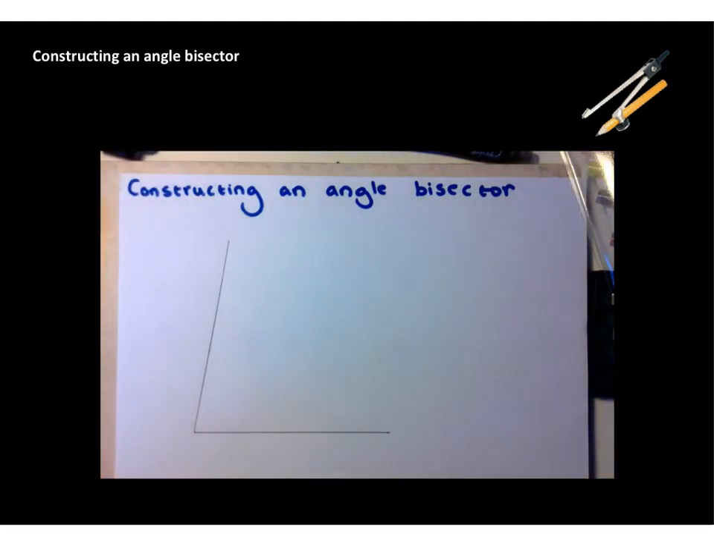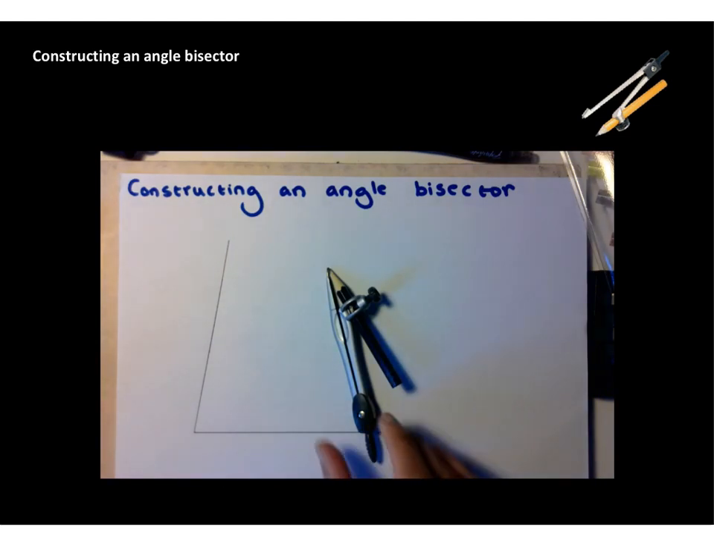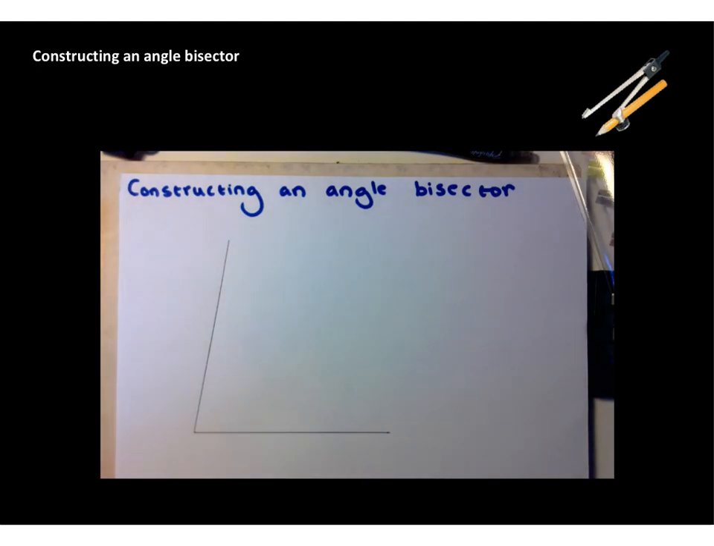So we're now going to have a look at how we can construct an angle bisector. So I have here an 80-degree angle, and what we're going to do is use a pair of compasses and a sharp pencil to bisect this angle or split it in half. Again, you've seen this before in year 8. What we're going to do is review this idea to refresh our memory of it.